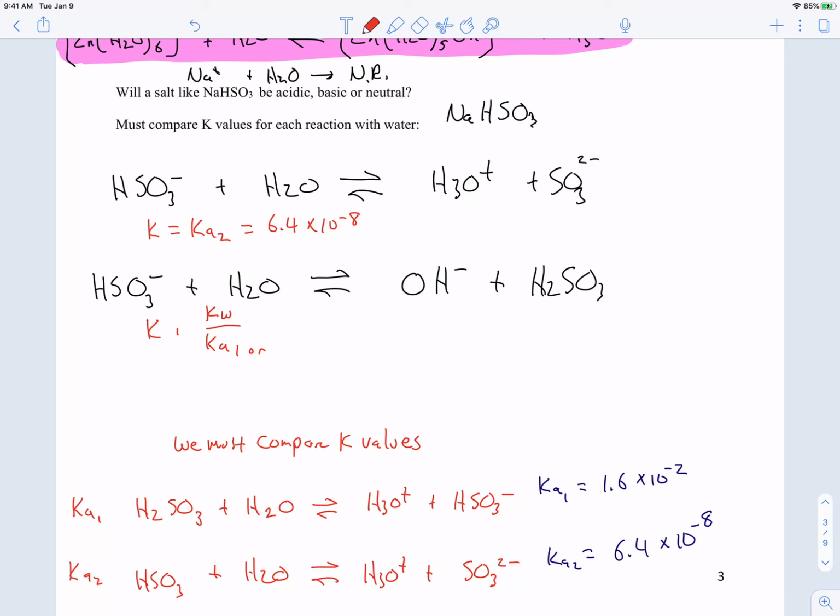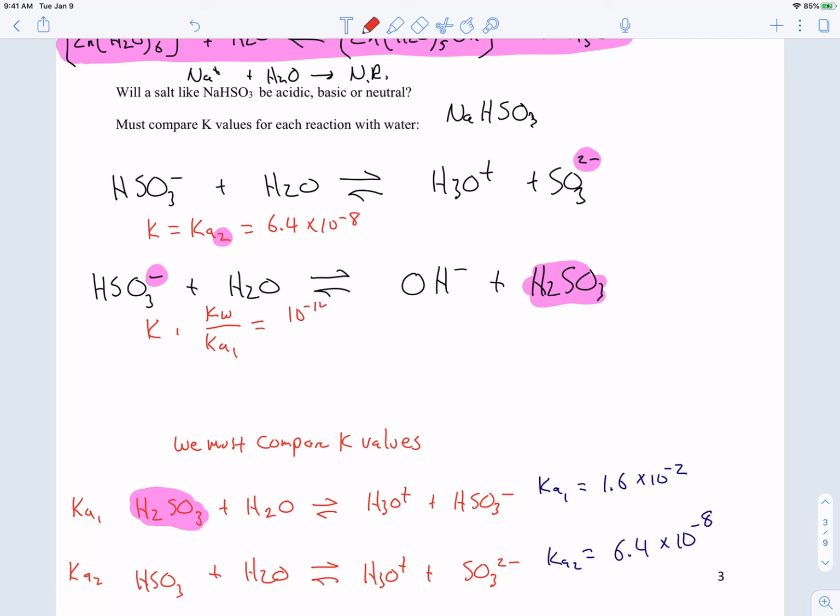Well, let's take a look. You will notice right here that we have a -2 charge. That's the largest charge in that equation. We used Ka2. So those match. The charge matches with the Ka. In this case, the largest negative charge is -1. And you can see that we've produced H2SO3. H2SO3 only shows up in the Ka1 equation. So this is going to be Kw over Ka1.